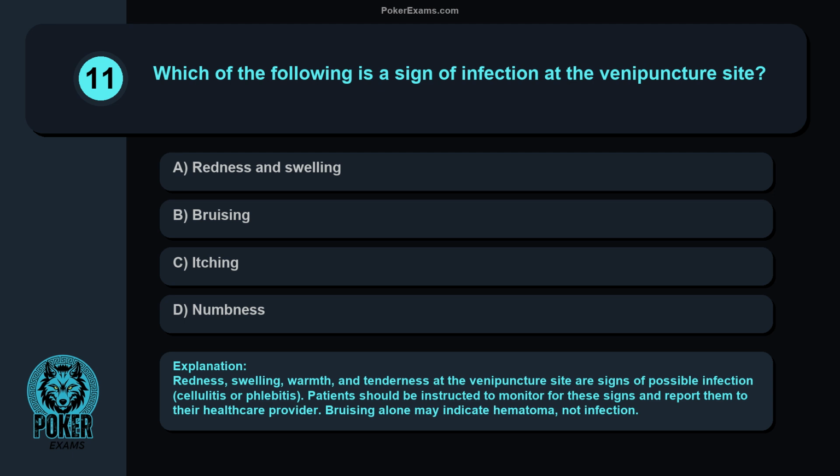Redness, swelling, warmth, and tenderness at the venipuncture site are signs of possible infection, cellulitis or phlebitis. Patients should be instructed to monitor for these signs and report them to their healthcare provider. Bruising alone may indicate hematoma, not infection.